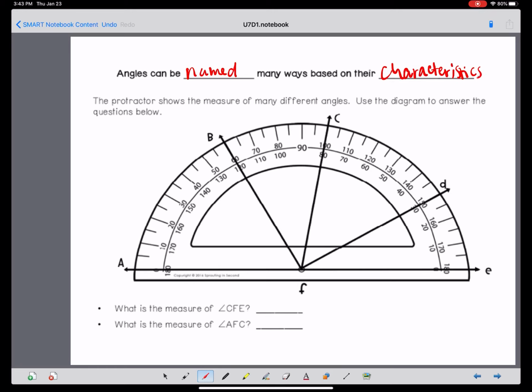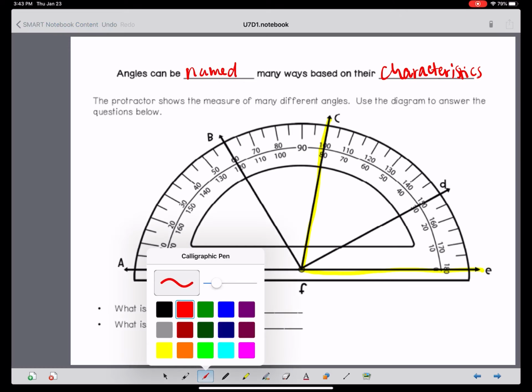The protractor shows the measures of many different angles. Use the diagram to answer the questions below. So, what is the measure of angle CFE? Let's take a look using our highlighter. Angle C to F to E. We need to just go ahead and measure that out.